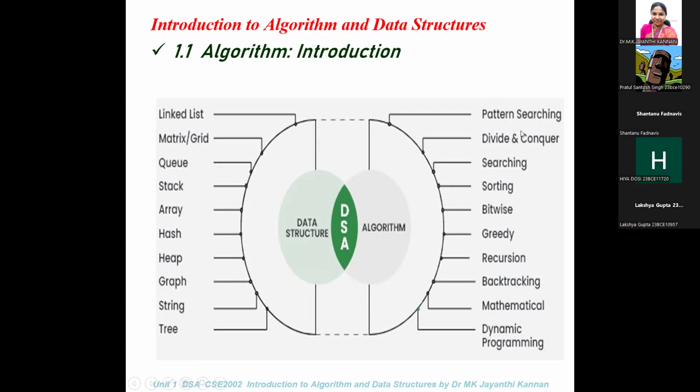And if you take the algorithms, we have pattern searching algorithms, divide and conquer algorithms, searching, sorting, bitwise algorithms, greedy coloring algorithms, recursive algorithms, backtracking algorithms, mathematical-based, formal language-based algorithms, and dynamic programming-based algorithms. So like that, we can categorize data structures and algorithms based on the type of data and the type of logic we are using. The combination of data structures and algorithms, we call data structures and algorithms. So go through the basic concepts we discussed, and if you have any doubt, ask me in the next class.